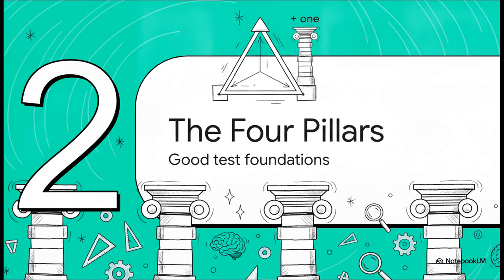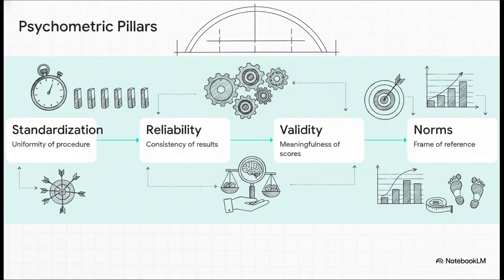Moving on to Section 2, the 4 pillars. These are the foundations of a good test. To actually be considered technically adequate, a test has to possess what you might call the holy trinity +1 of psychometrics. We're talking standardization, reliability, validity, and norms. Without these 4 elements, a test is pretty much just guesswork. Let's break them down one by one so I can teach you exactly how a fair scientific assessment is built.